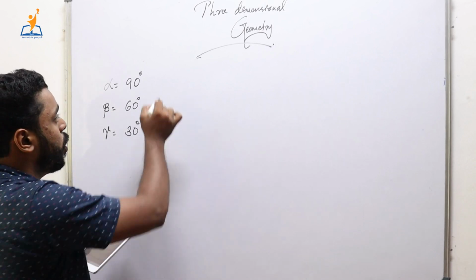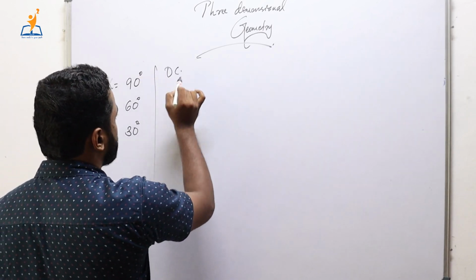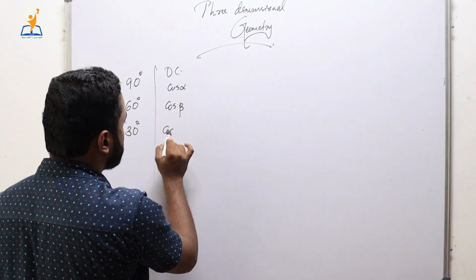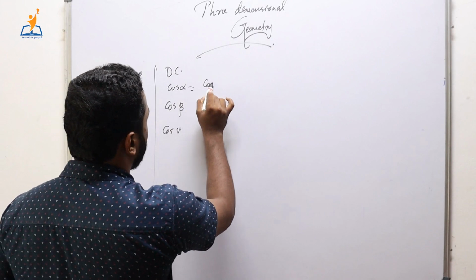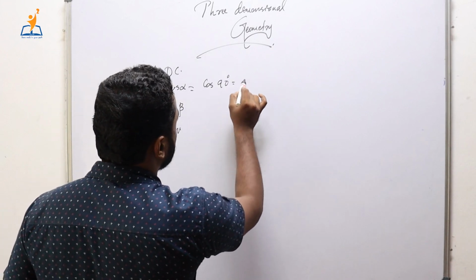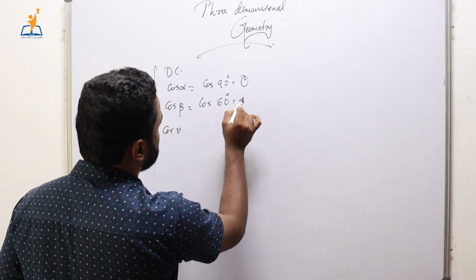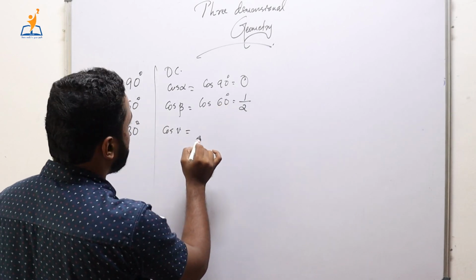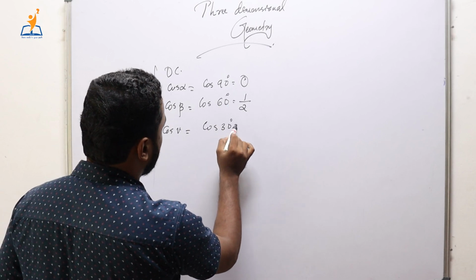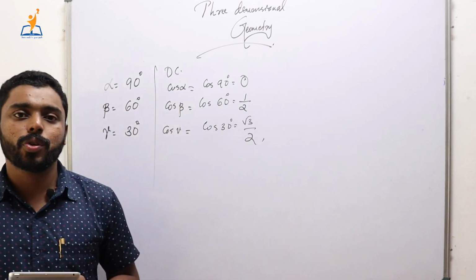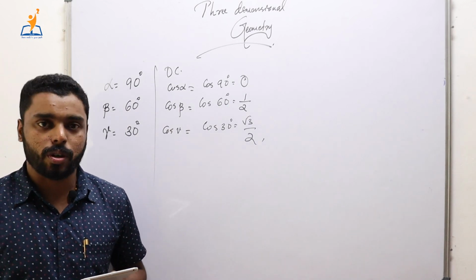It's very easy. The direction cosines are cos alpha, cos beta and cos gamma, right? Cos alpha is nothing but cos 90 degree, which is equal to 0. Cos beta is nothing but cos 60 degree, which is equal to 1 by 2. Cos gamma is nothing but cos 30 degree, which is equal to root 3 by 2. It is as simple as that. Now we shall move to the second example of your textbook.